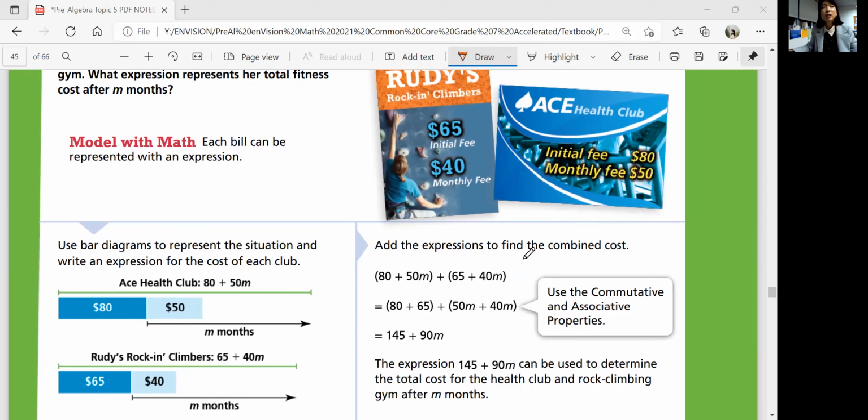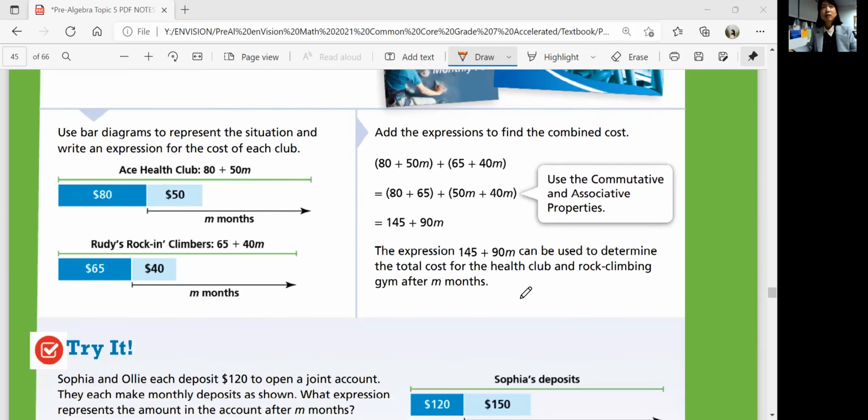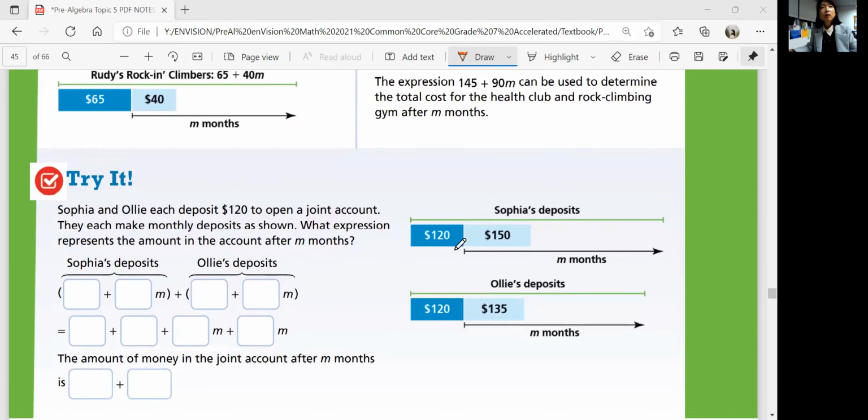So add the expressions together: 80 plus 50m plus 65 plus 40m. You can combine like terms and get 145 plus 90m. A simplified expression can help you figure out calculations quickly. So let's try a question over here.